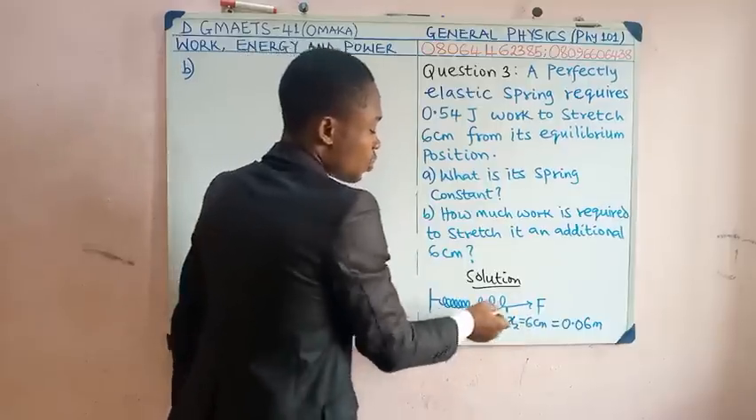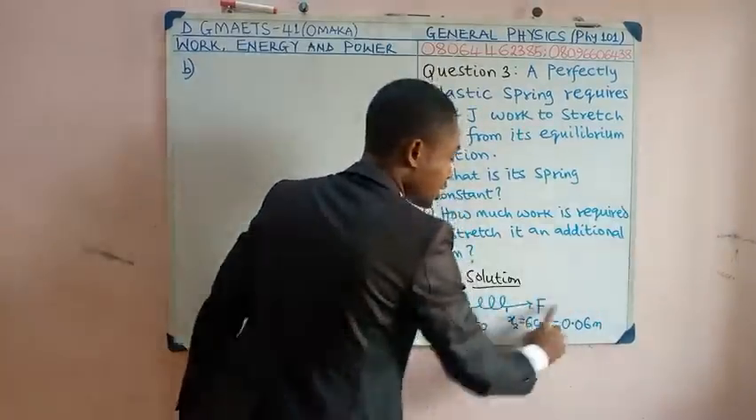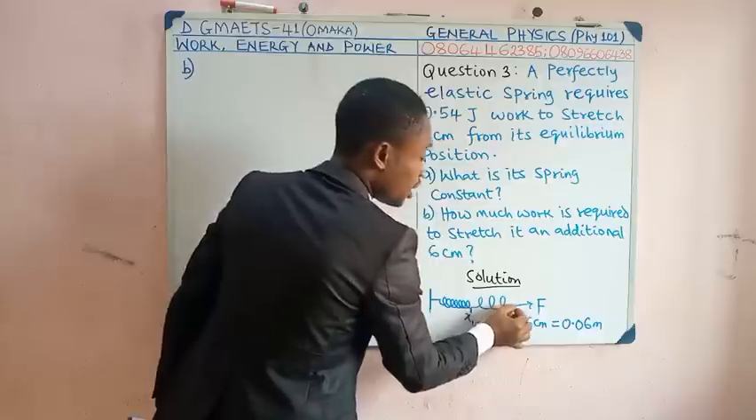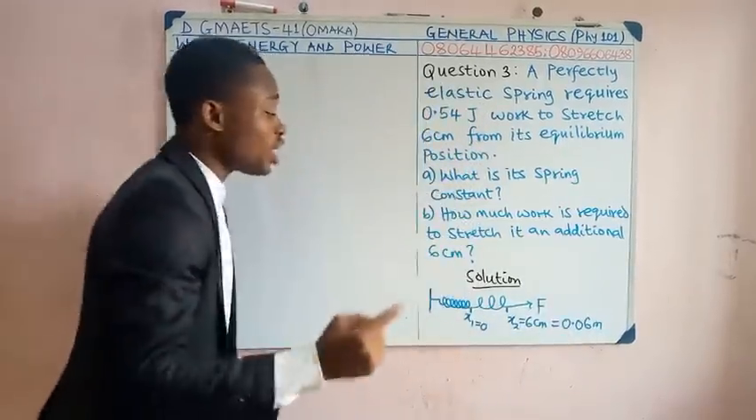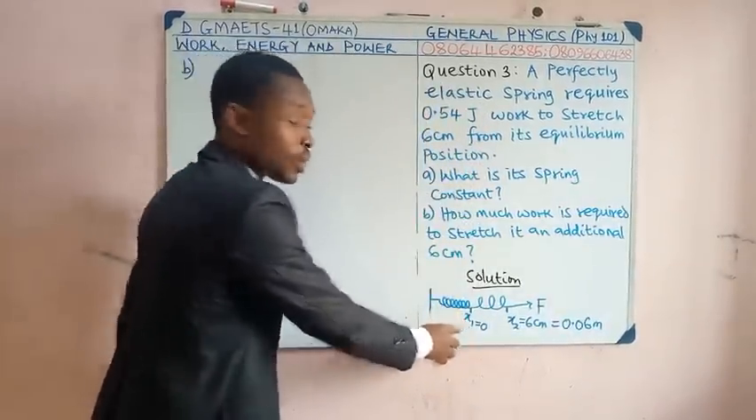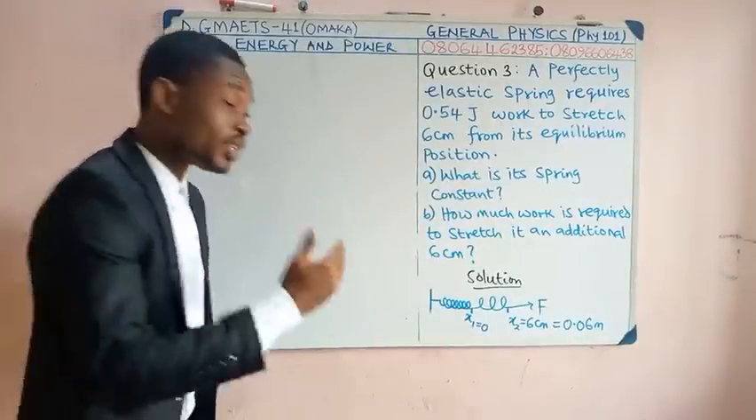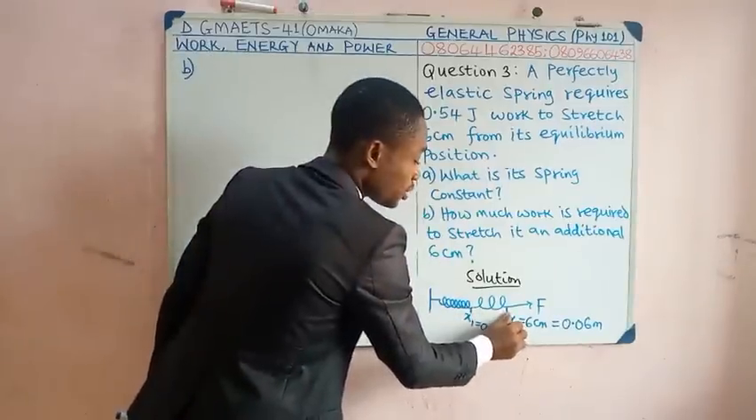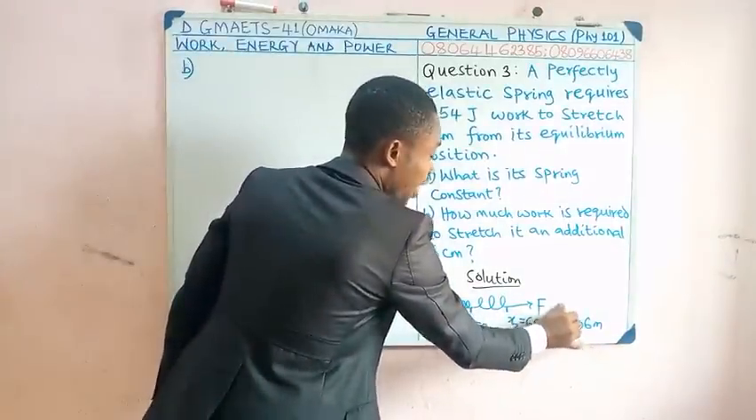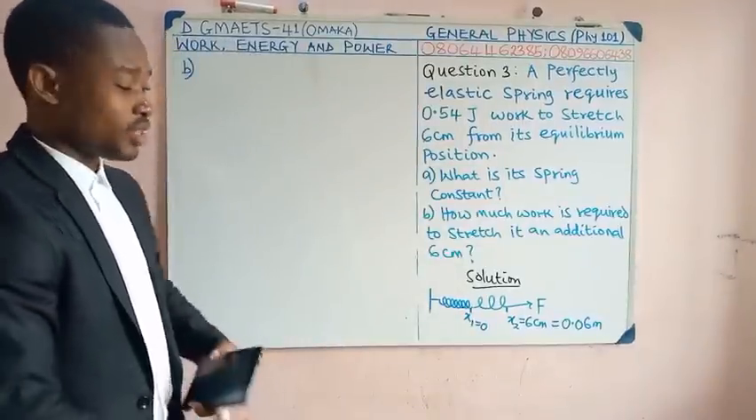Now, if we are to stretch this spring again from here by an additional 6 centimeters, let's say you pull it from here and move it again, that additional 6 centimeters will actually be 12 centimeters from the equilibrium position. Is that also? It's going to be 12 centimeters from the equilibrium position. Now, the work that is done to stretch it from this point to the final point of 12 centimeters is what we are asked to find.